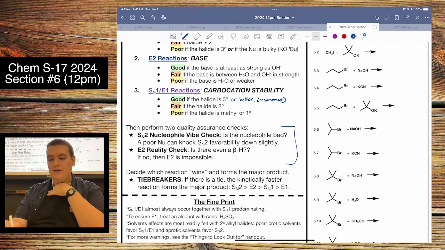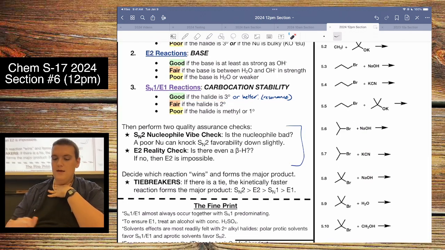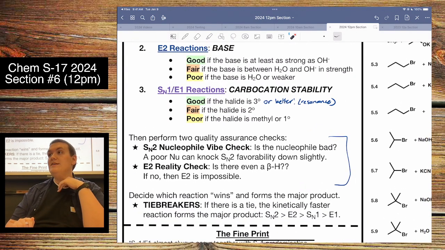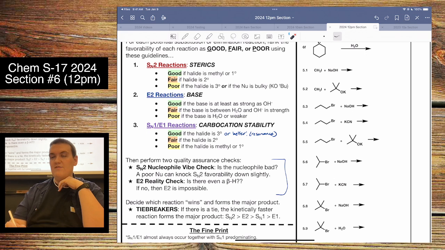Then it's up in the good, because resonance trumps everything else. So we have to do 2 quality assurance checks on this. This is not sufficient alone. So the one is just a vibe check on the nucleophile. If you're doing this, it's really easy to forget about this thing. And so you just have to check yourself, do I have a bulky nucleophile? And if I do, I bump it down to poor.